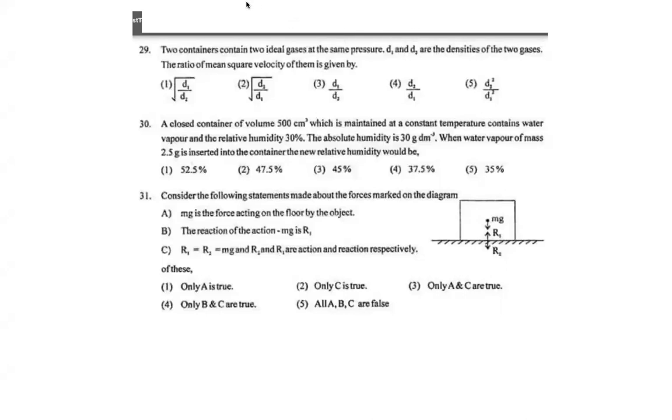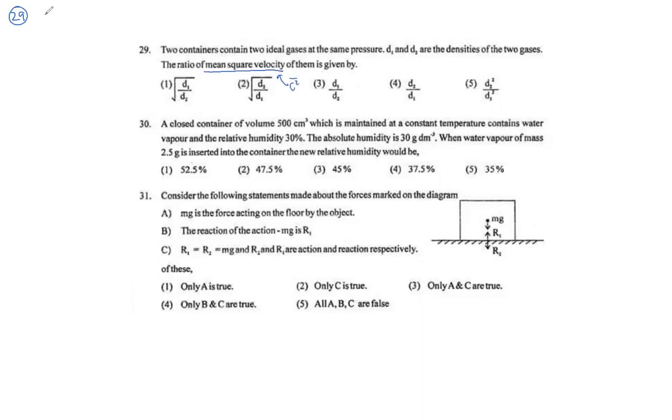Right, the next one, 29th. Two containers contain two ideal gases at the same pressure. D1 and D2 are the densities of the two gases. The ratio of mean square speed of them. So hope you can remember mean square velocity, which is c squared bar.